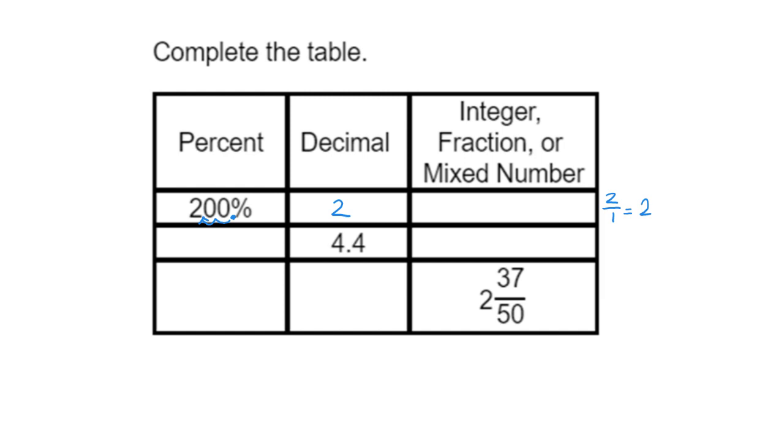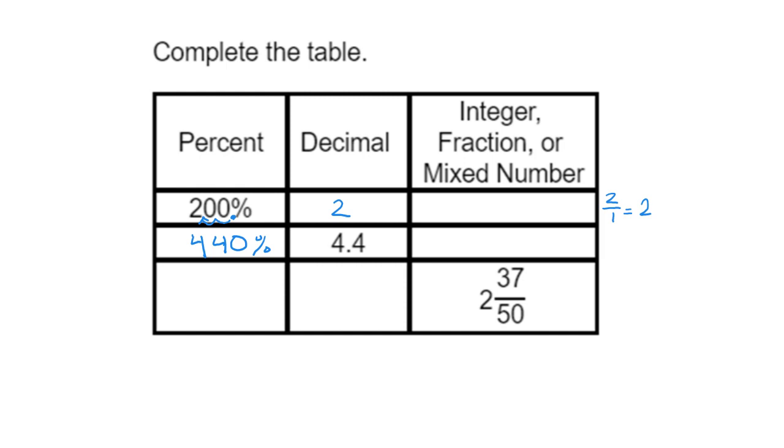The next one is 4.4. If we want to change this over to a percent, we're going to take that and move the decimal 2 places to the right. If I do that, this is 1 decimal place to the right, and this is 2 decimal places to the right. So that ends up being 440%.